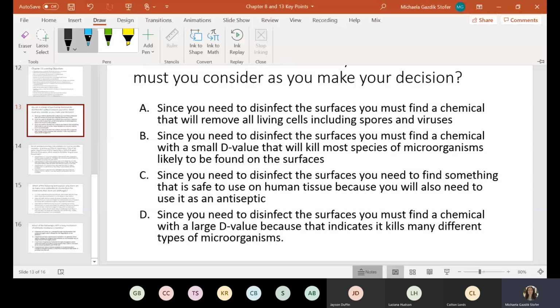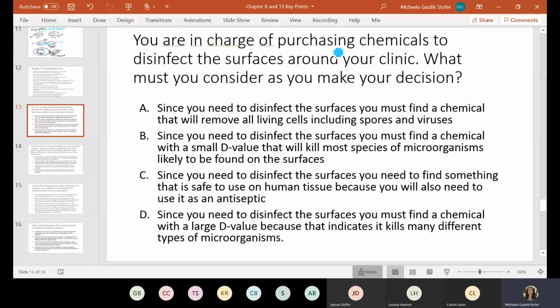Okay, so you're in charge of purchasing some chemicals that you're going to use to disinfect the surfaces around your clinic. What are you going to have to consider to make your decision? A says we need to find something that will remove all living things, including spores and viruses. B says we need to find something with a small D value that will kill most species. C says we need something that's safe to use on human tissue because you're going to be using an antiseptic. And D says we need something with a large D value because that indicates that it kills many different types of microorganisms.